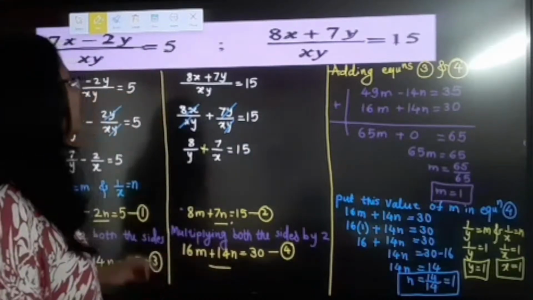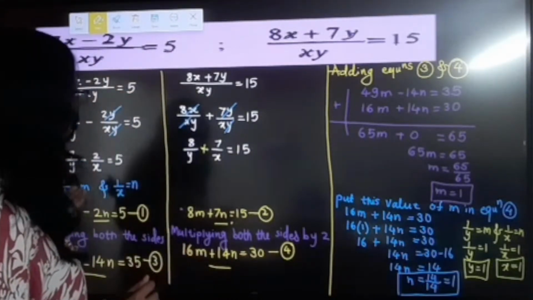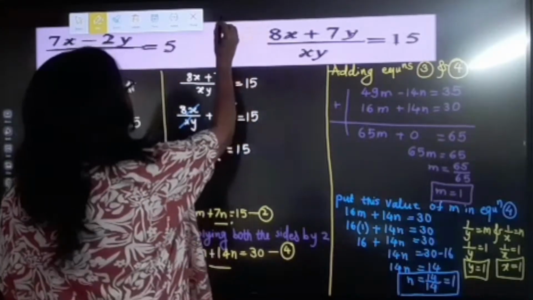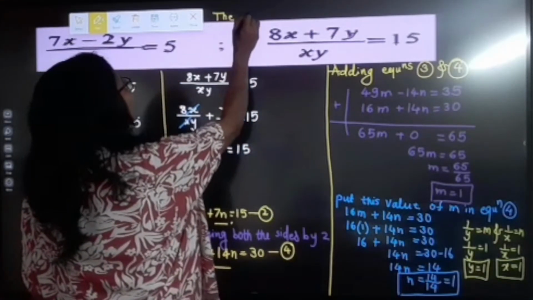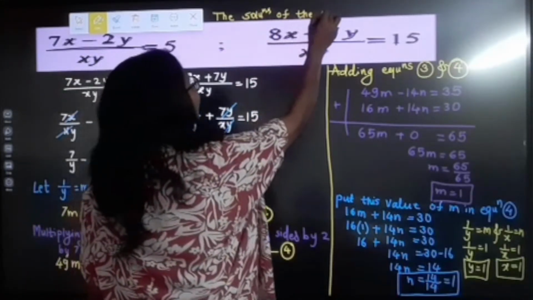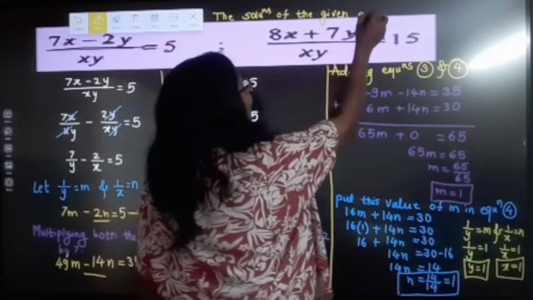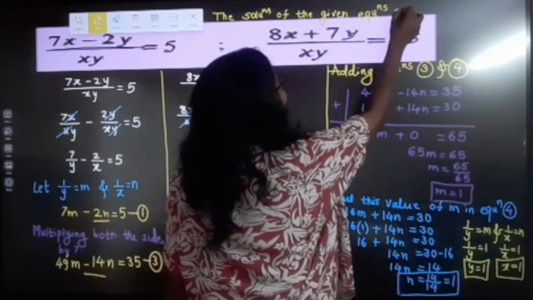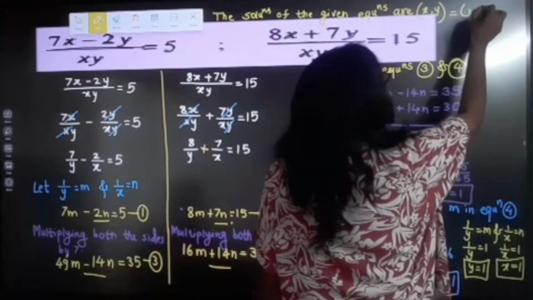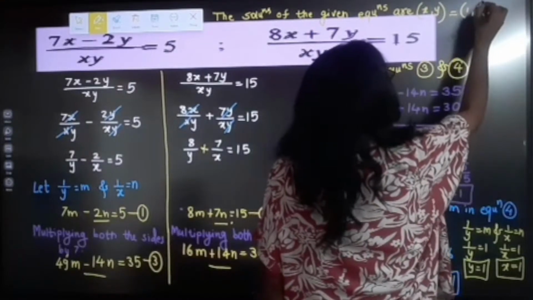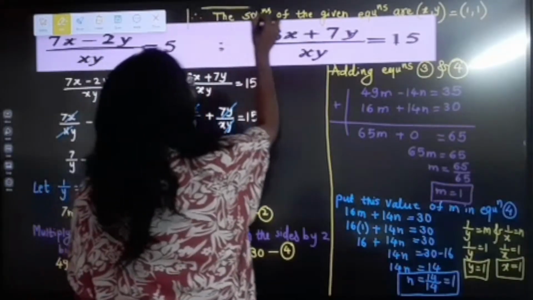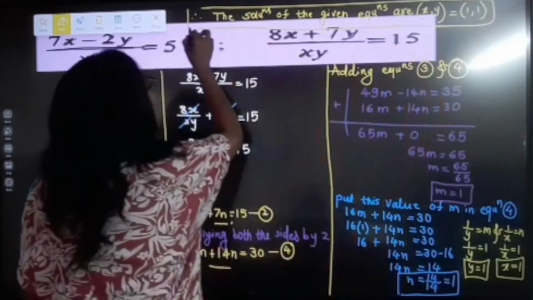Okay, students? So in this way we can write the solution here. The solution of the given equations is x, y equal to 1, 1. Okay, students? So this is our final answer.